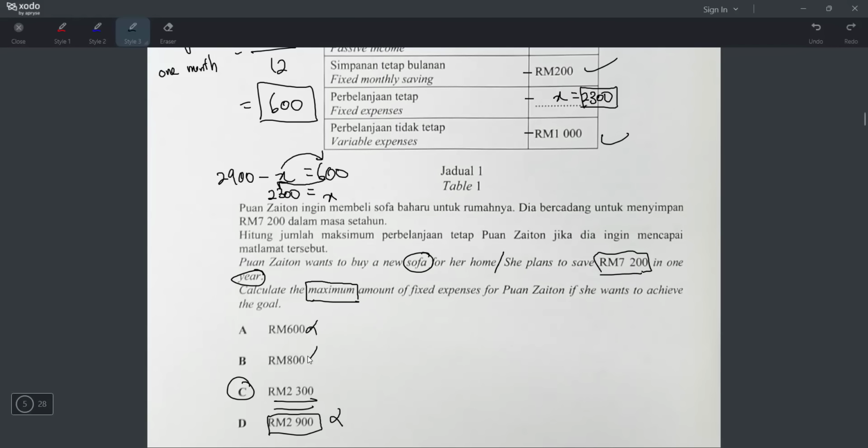Actually, for A and B, if you put X is 600 or 800 here, you will actually get more savings. You can actually save more in 1 month, and you can also achieve the goal in 1 year. But since they ask for maximum, we'll choose the maximum answer, which is C. That's what it means by maximum, right? Okay, hopefully you get it lah.